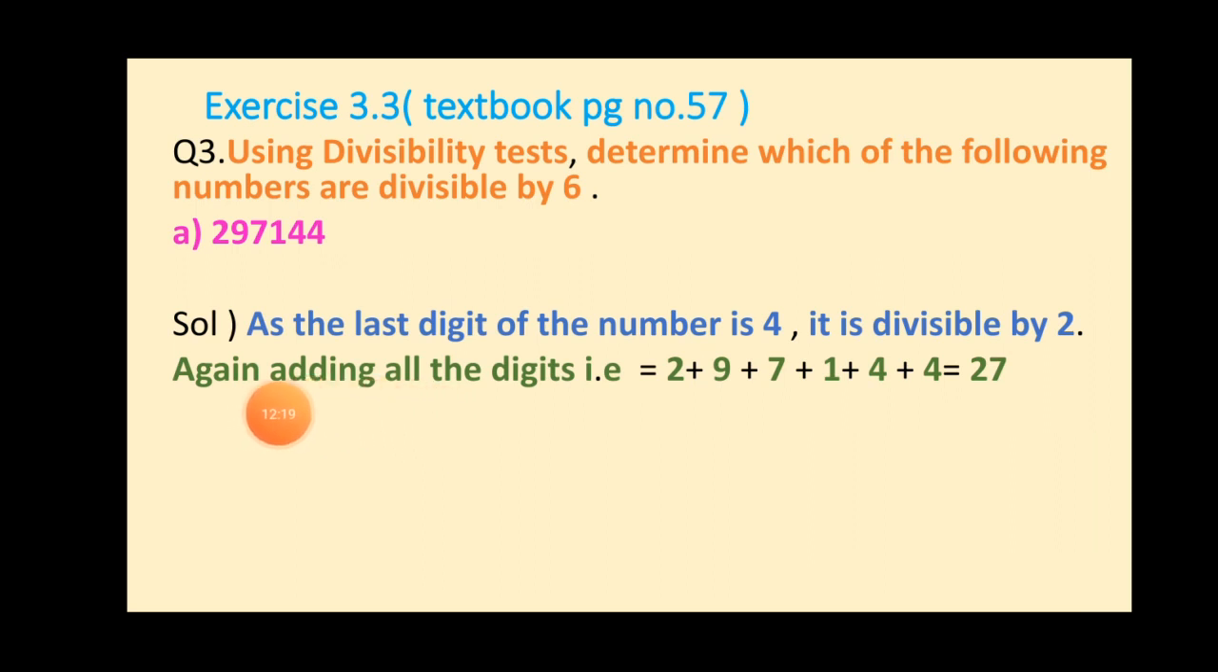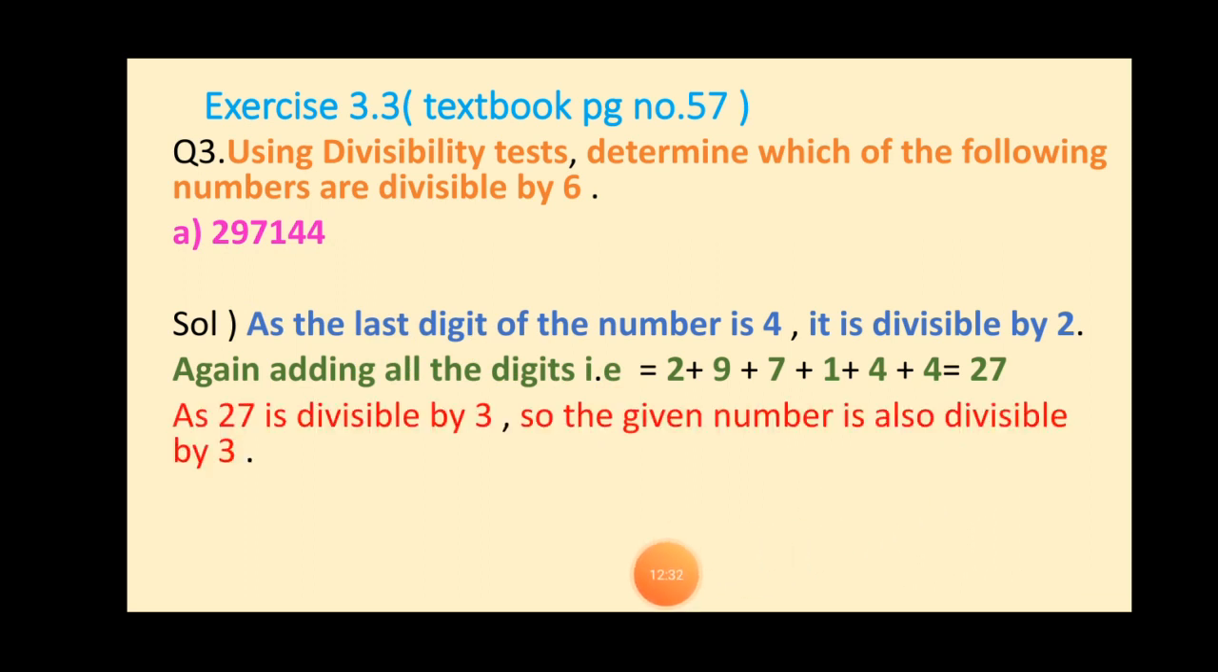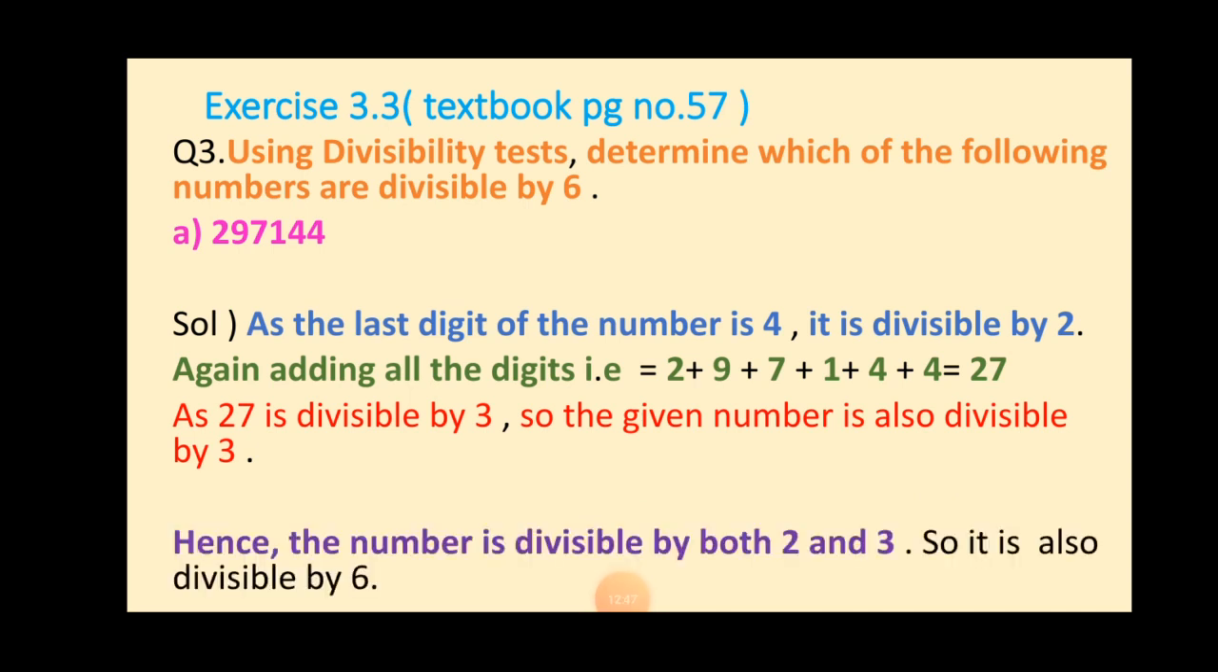To check its divisibility by 3, what will we do? We will add all the digits of this given number. While adding all its digits, we have obtained 27. So we can see here that this number is divisible by 2 as well as by 3. We can write that 27 is divisible by 3, so the given number is also divisible by 3. At the last, we can state that the number is divisible by both 2 and 3. So it will be divisible by 6 also.